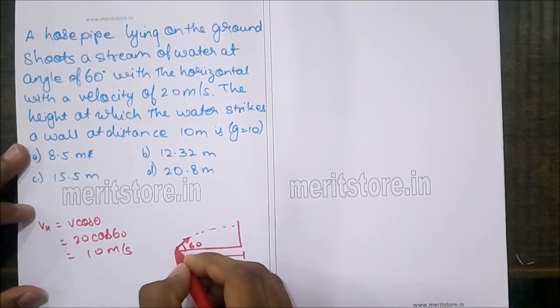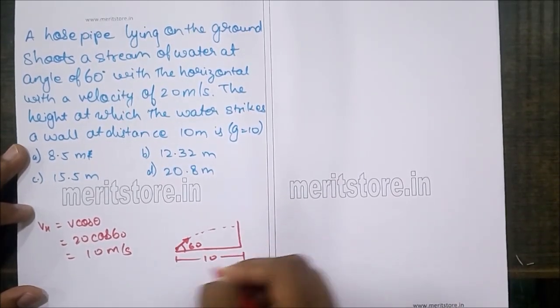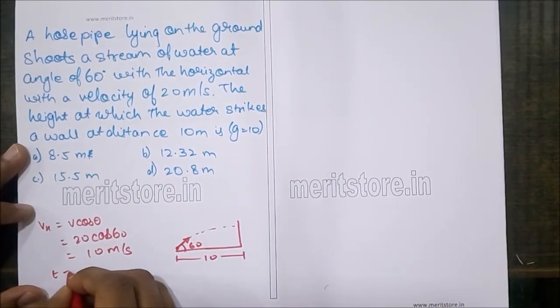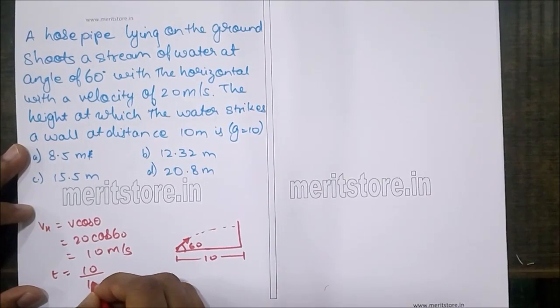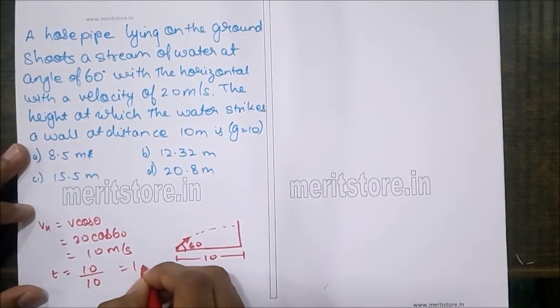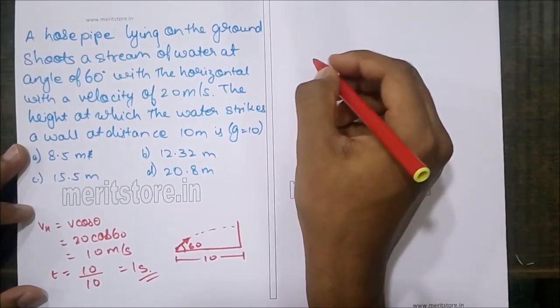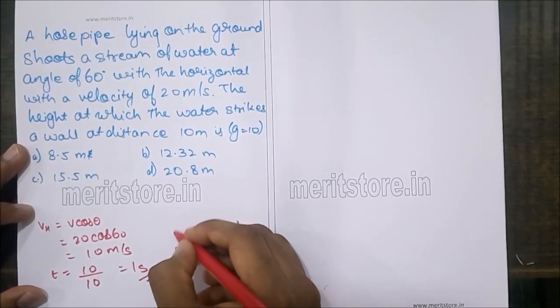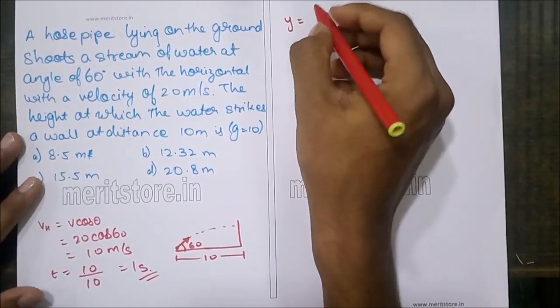So the time taken by the water to reach the wall which is at a distance of 10 meters is given by distance upon speed, which is equal to 1 second. So it takes 1 second to reach the wall at 10 meters. So we'll find out the vertical displacement in the y direction during 1 second.